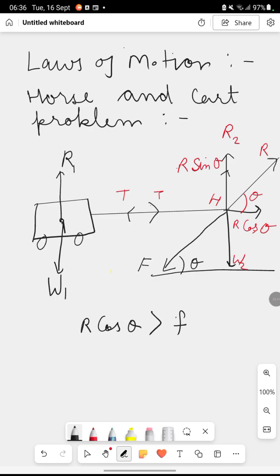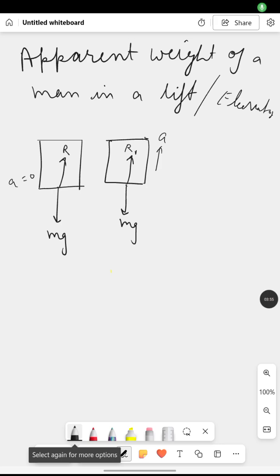Now we will discuss the apparent weight of a man in a lift or elevator. Now this is the condition when the elevator is at rest, and this is the position when the elevator is moving upward.